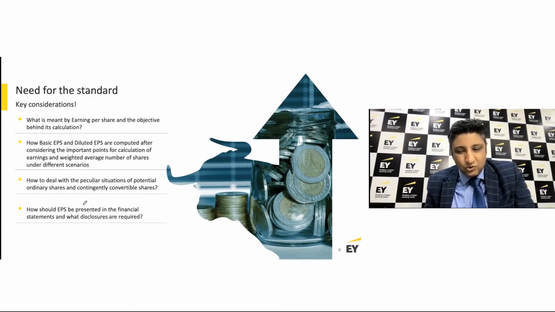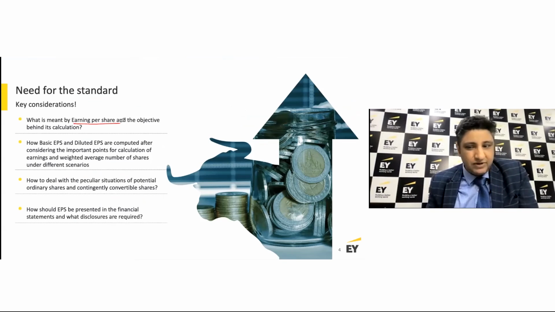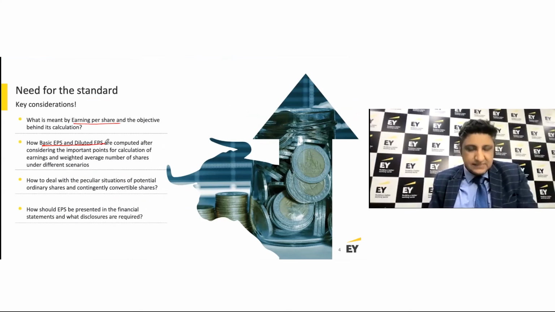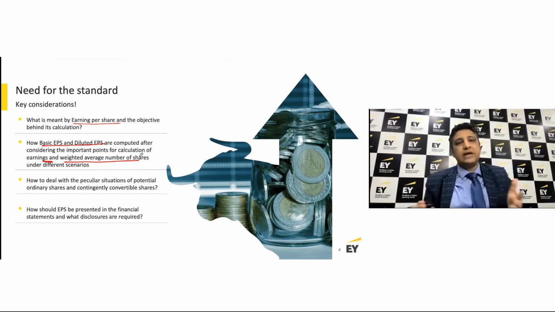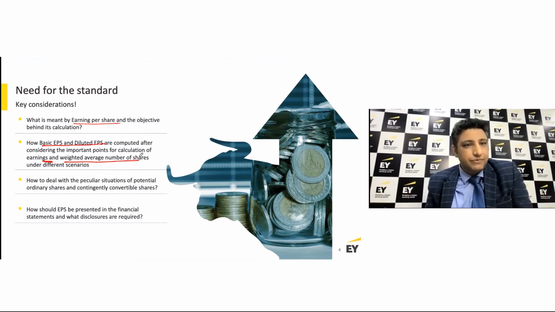So what we want to address while we discuss this particular standard is the meaning of this EPS and the objective behind the calculation. We have briefly talked about that. And then the types of EPS, the basic EPS and diluted EPS. How do we measure that? There would be a more detailed reference of how you calculate the profit for EPS purposes. What is that amount of profit? And what are those number of shares? And then different scenarios.